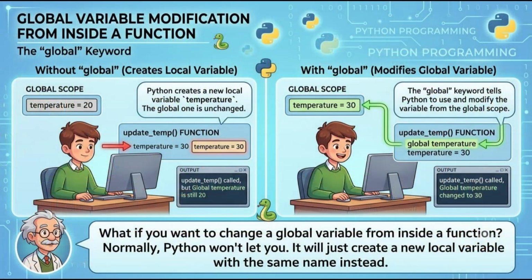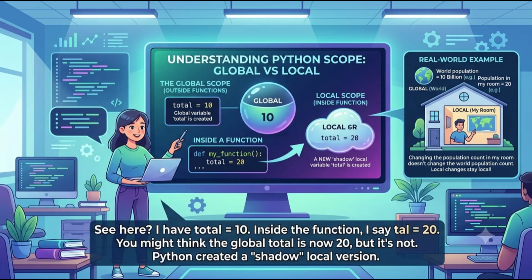What if you want to change a global variable from inside a function? Normally, Python won't let you. It will just create a new local variable with the same name instead. See here? I have total equals 10. Inside the function, I say total equals 20. You might think the global total is now 20, but it's not. Python created a shadowed local version.